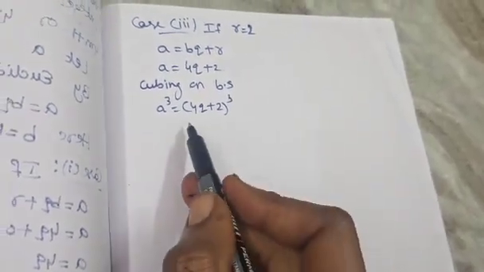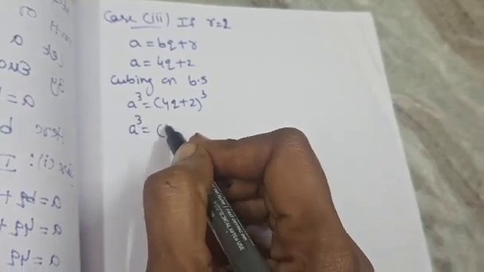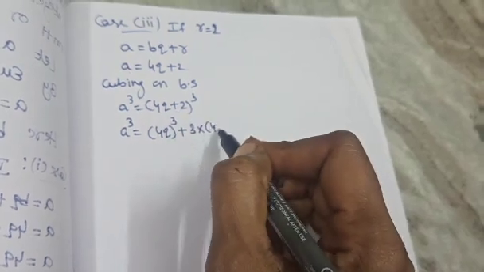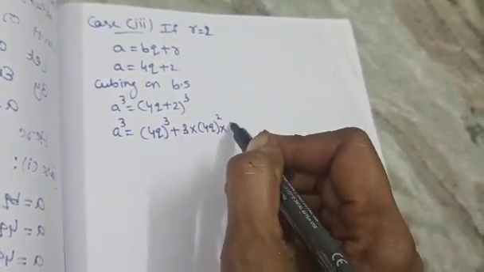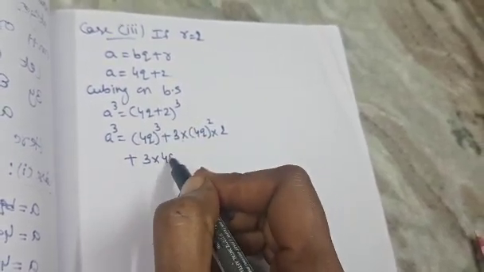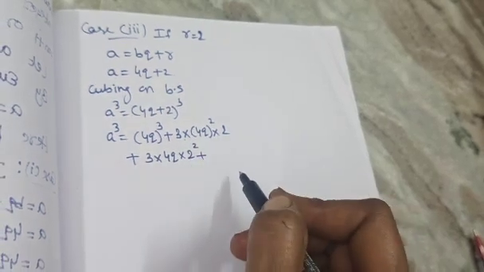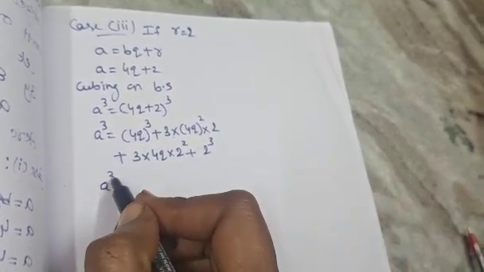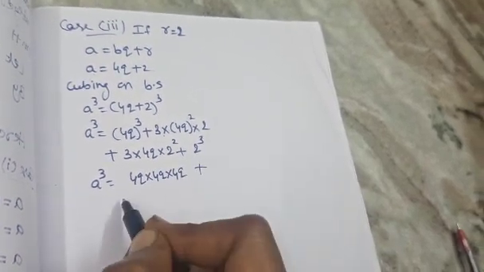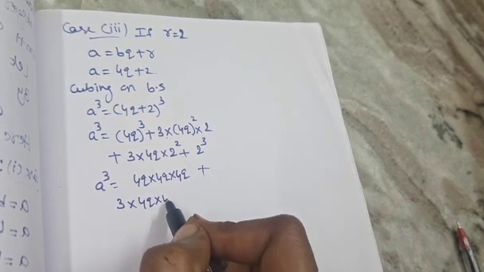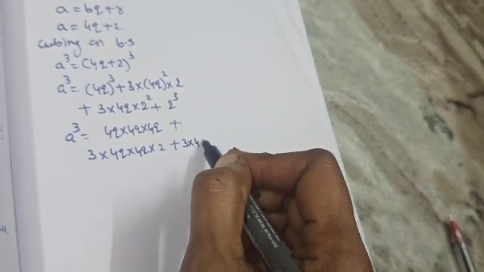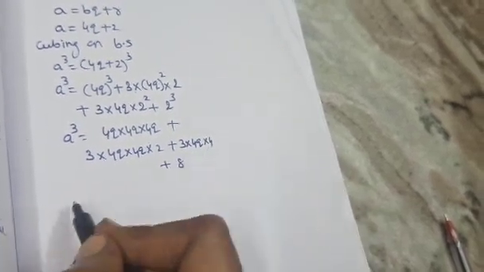It is in the form of a plus b whole cube. What is the value of a plus b whole cube? a cube, a value 4q now, plus 3 into a square, 4q whole square into b, 3 into a square b plus 3 into ab square, a value 4q into b value 2 plus b cube. a cube equal to, how can we write this one? 4q into 4q into 4q plus 3 into 4q into 4q into 2, because 4q whole square, plus 3 into 4q into 4 plus 8.